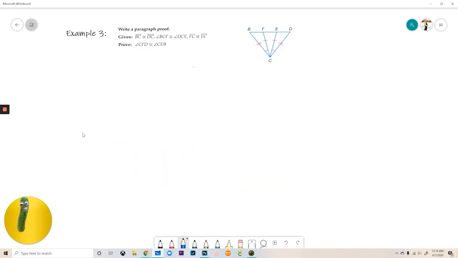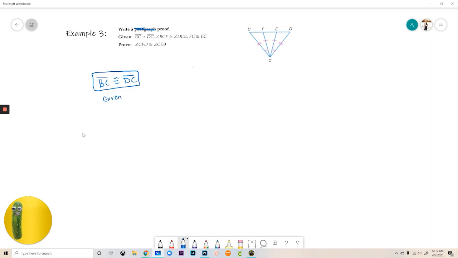Okay, so this last example says to write a paragraph proof, but I'm not about that. So we're just going to write a proof, whichever way you are comfortable with. However, I'm going to show you the flow proof, okay? So we're given BC and DC. BC is congruent to DC. And if you are going through and you want to check and you send me a paragraph proof, I'll still read it. I just don't prefer to write them.